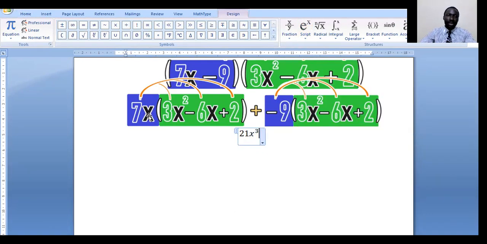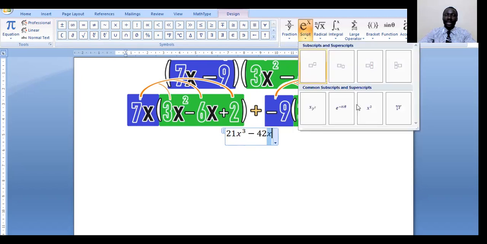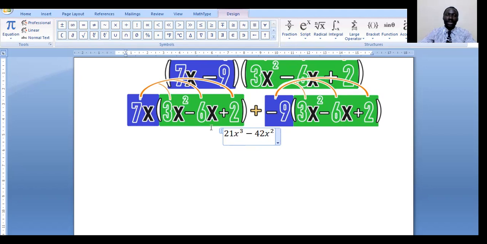Then when we multiply this 7 times 6, this is going to give us negative 42. Now notice that when we multiply this x times this x, we must get x squared. So we write it down there as x squared. Then after that, we want to deal with 7x times 2. Notice that 7 times 2 is 14. Now there isn't anything we have to use to multiply x, so we just write it there.